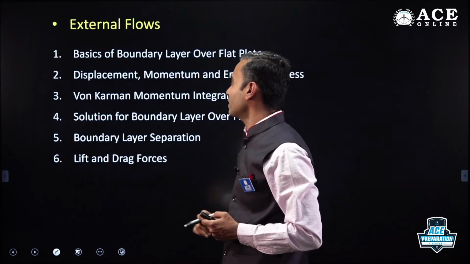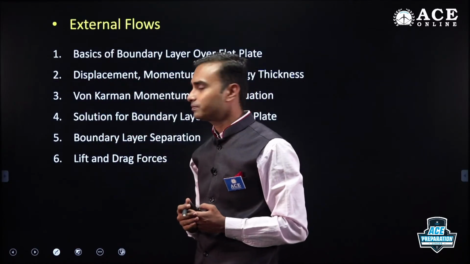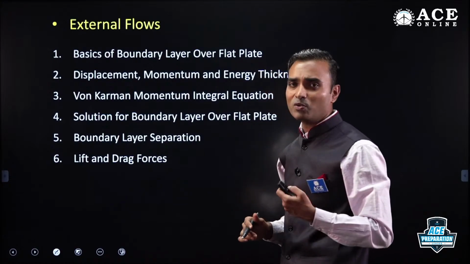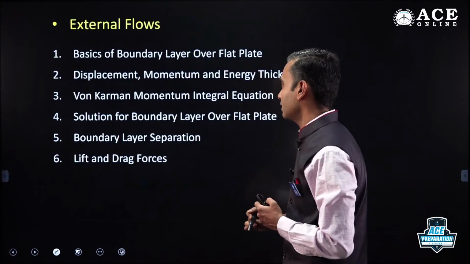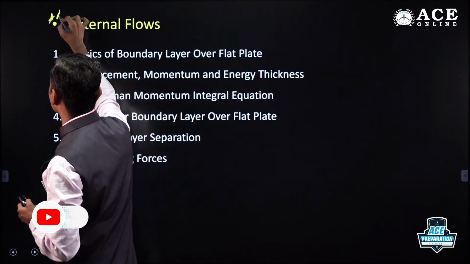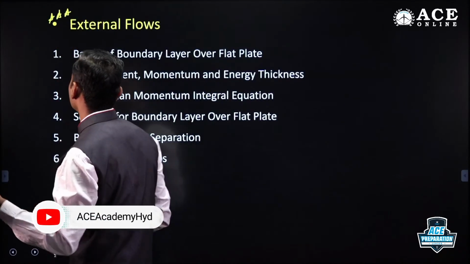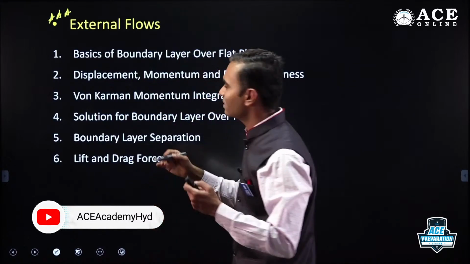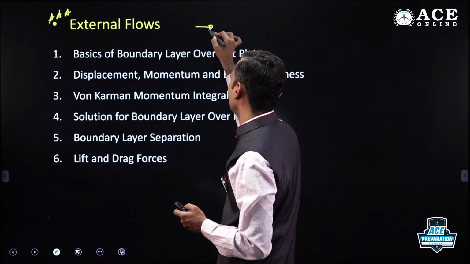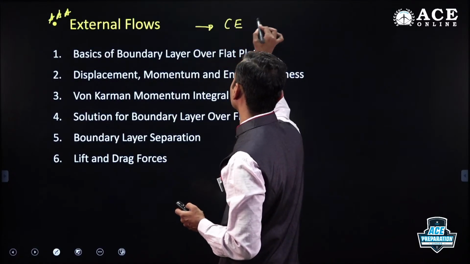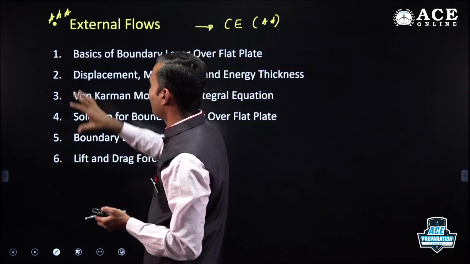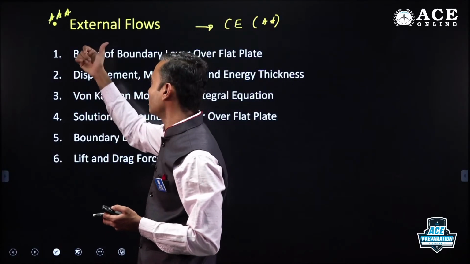Let us go to next chapter now, external flows. So in external flow, we will be studying boundary layer and lift and drag forces. So this chapter is little bit difficult to understand. Weightage is average, we can say, 3-star weightage I am giving. For civil engineering, weightage is little less. So for civil engineering, you can consider only 2-star weightage. So usually questions are asked more in mechanical engineering on external flow.